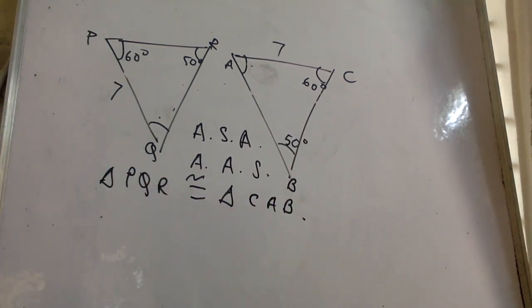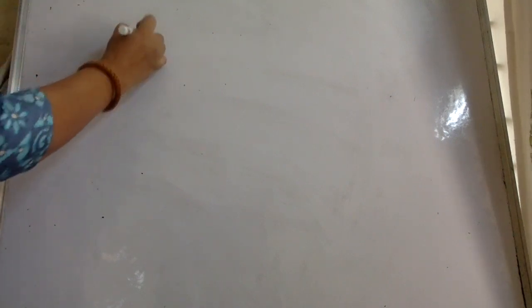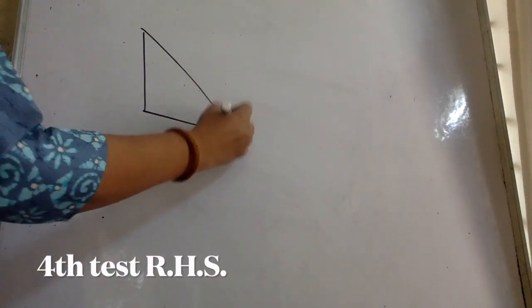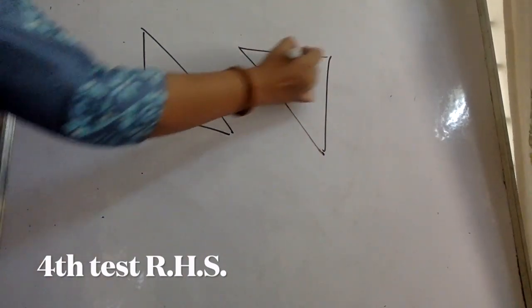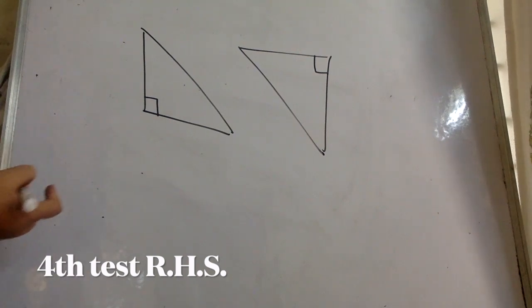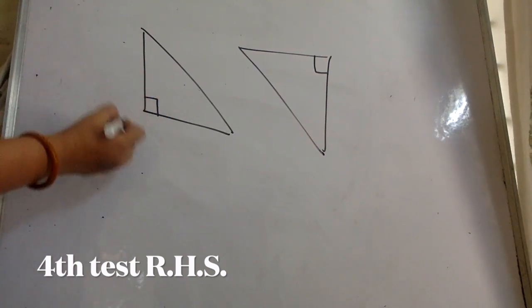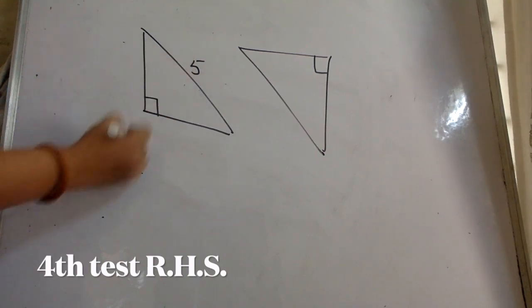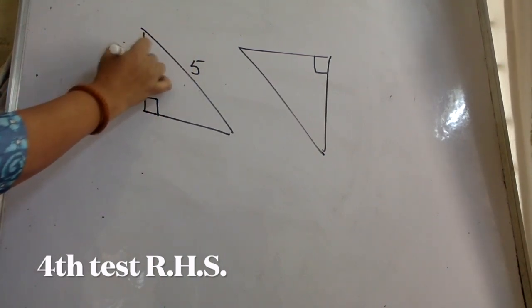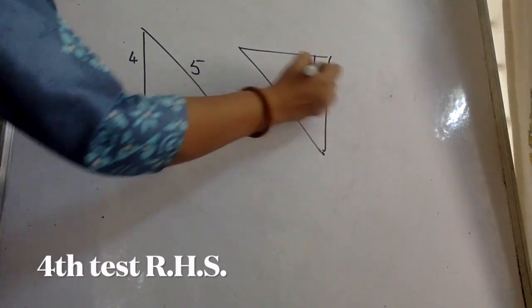So that was our third test. Now let's see what the fourth test is, the fourth and the final test. This is the fourth postulate, which is based on right angles. I have two right angles like this. You can already understand where the 90 degrees is here. Let's say this is a 5 and this is a 4. Here is the 5, here is the 4.